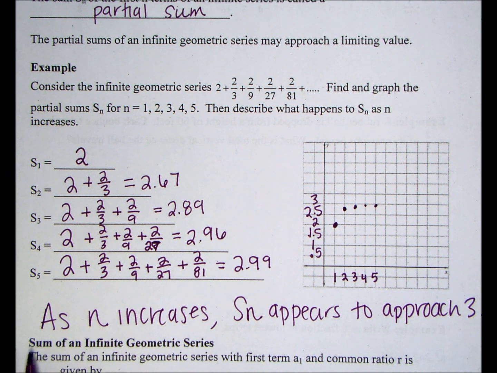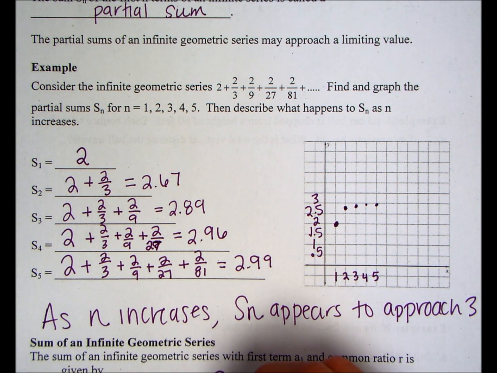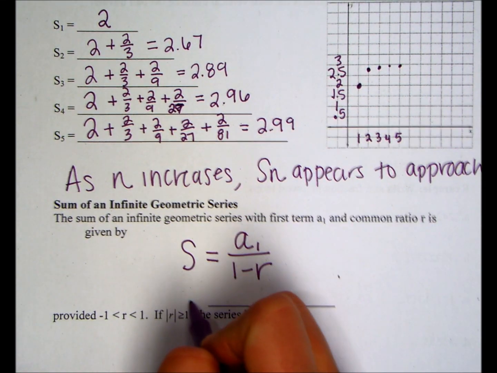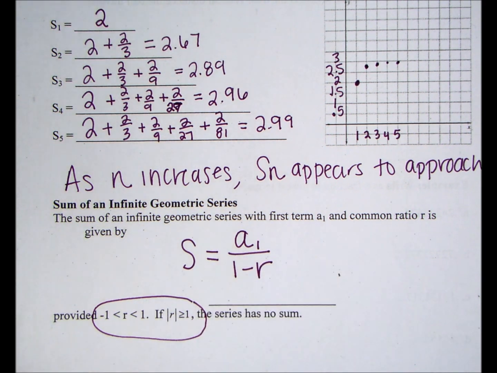So if we look for the sum of an infinite geometric series, the sum of an infinite geometric series with first term a sub 1 and common ratio r is given by S equals a sub 1 over 1 minus r. The biggest thing here is r has to be greater than or equal to 1. If r is not greater than or equal to 1 here, then there is no sum. Okay, so my r has to be greater than or equal to 1.